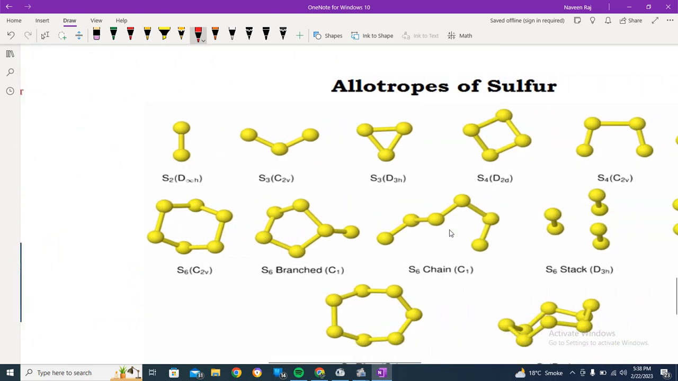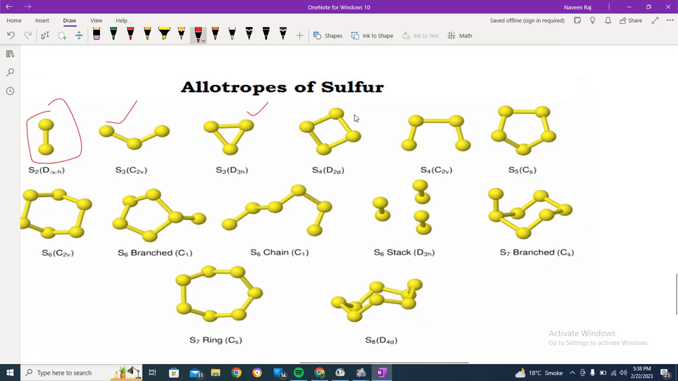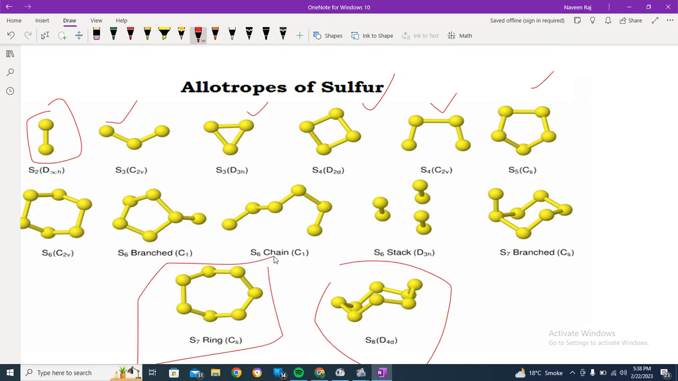While here you are going to see that this is S2, with two atoms, S3, and again S3. I have told you before that in S3 we have further types. In S4 we have further types. So here is the table: S4D, S4C, S5C, different sorts of forms. And this is S8 and S7. Remember, this forms a ring shape, while S8 is the most common, found in crown formation in the form of monoclinic sulfur or rhombic sulfur etc.